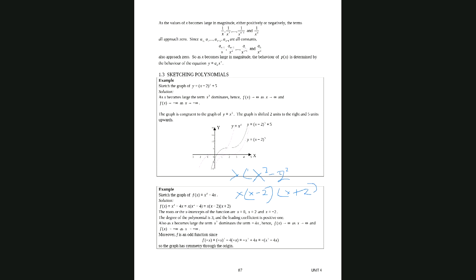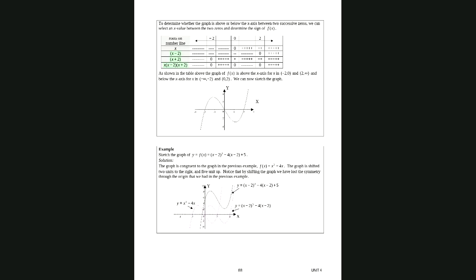Then we know the end behavior of a polynomial: as x approaches positive infinity, y will approach positive infinity. Have you seen that? And as x approaches negative infinity, y will approach negative infinity. Then clearly this function will be an odd function, and we know that an odd function is symmetric about the origin, from what we did in Unit 1.